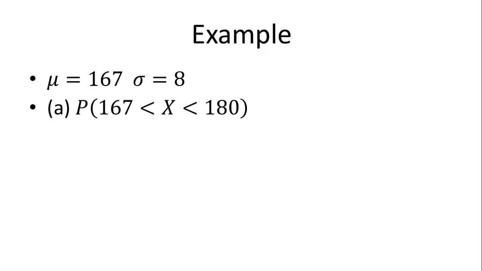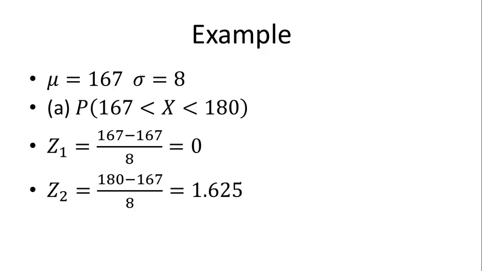We need to transpose both of those values. Now you see when I go and transpose this first Z1 value, we'll call it Z1 for the 167, that's going to go to 0. Transposing the mean of any distribution is going to always bring it back to 0 because that's the mean of the standard normal distribution. We also need to transpose the 180, so we'll get a Z2 here. Transpose it, it's going to be 180 minus 167 over 8, which gives us 1.625.